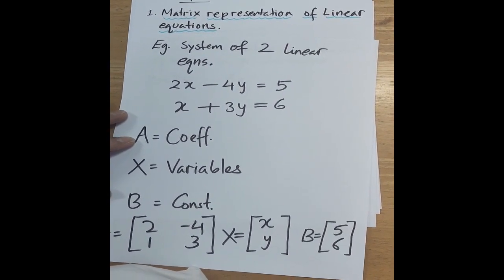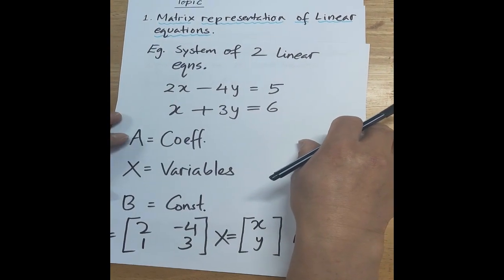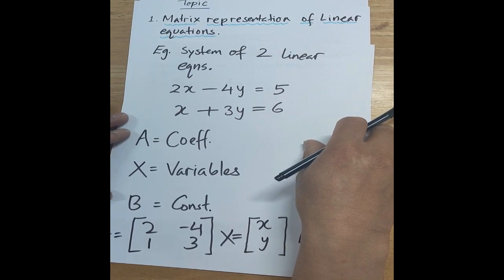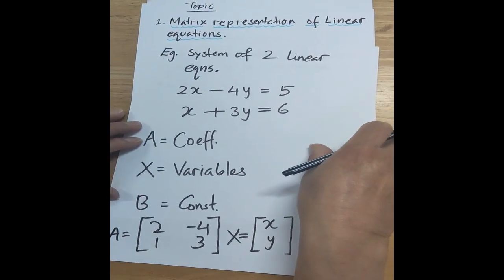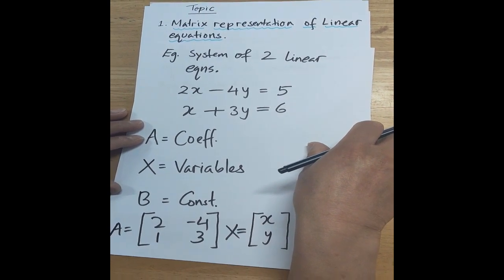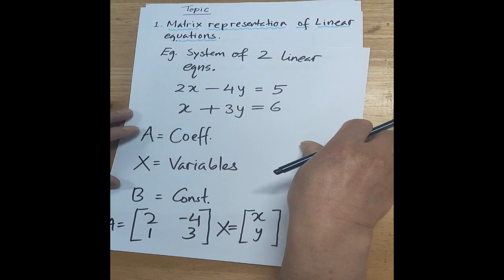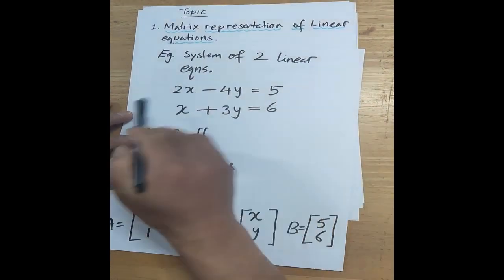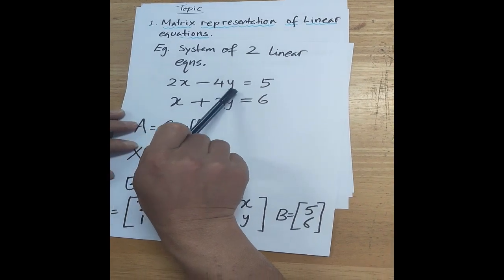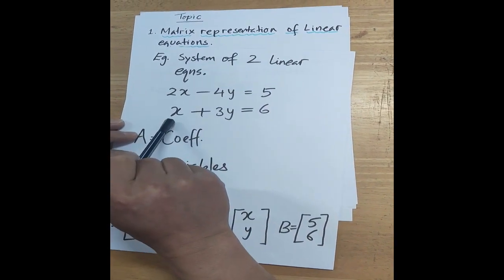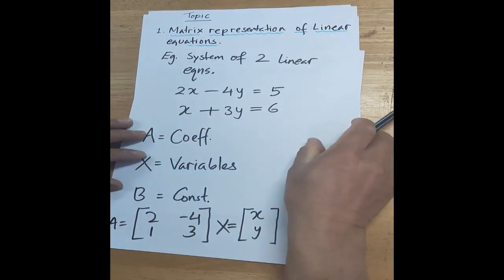Today's topic will be on matrix representation of linear equations. Basically, it is about how a system of linear equations can be transformed into the form of a matrix. For example, we have a system of two linear equations. In the first equation, we have 2x minus 4y equals 5, and in the second equation, we have x plus 3y equals 6.